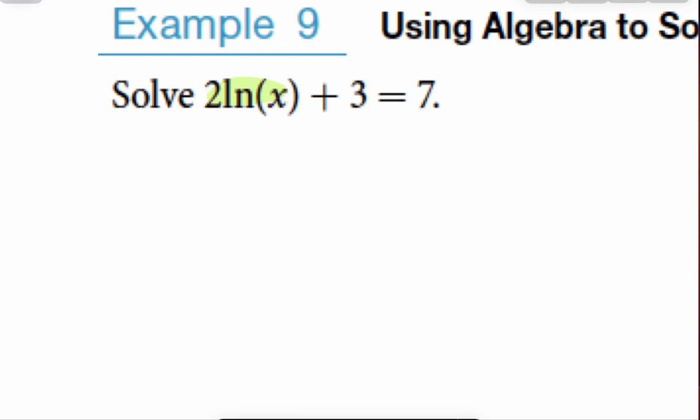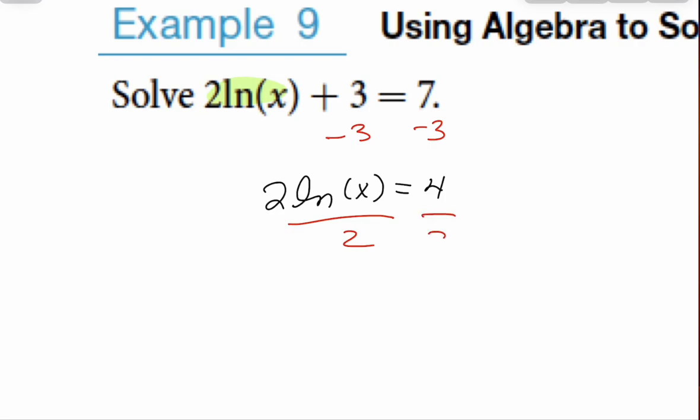How to get it alone? Well, let's just subtract 3 from both sides, leaving us 2 natural log of x equals 4. Now, we not only want it alone if something's added or subtracted to it, we want it alone if there's a number in front. So we do want to get rid of that 2. We want to divide both sides by 2. So if we divide both sides by 2, we get that the natural log of x equals 2.